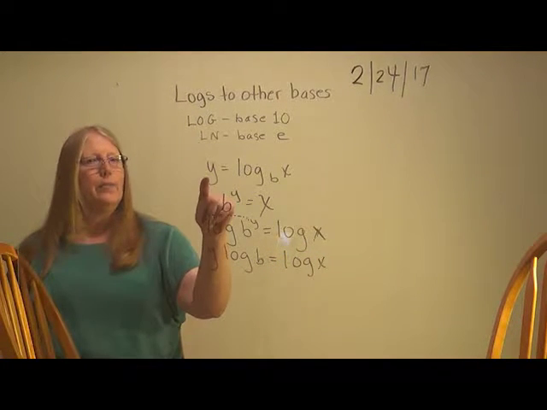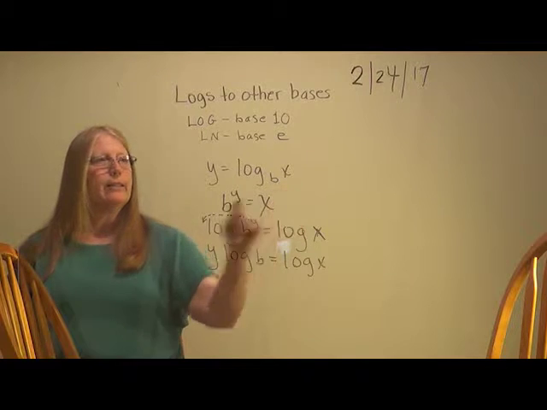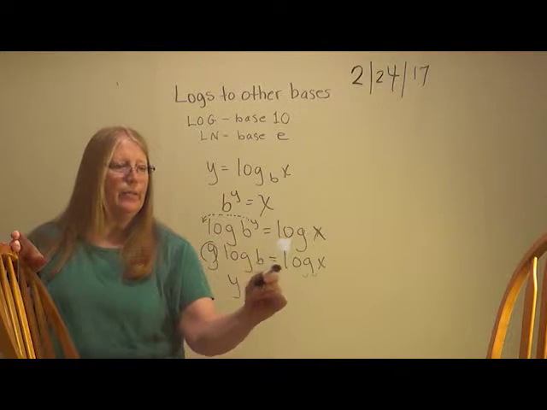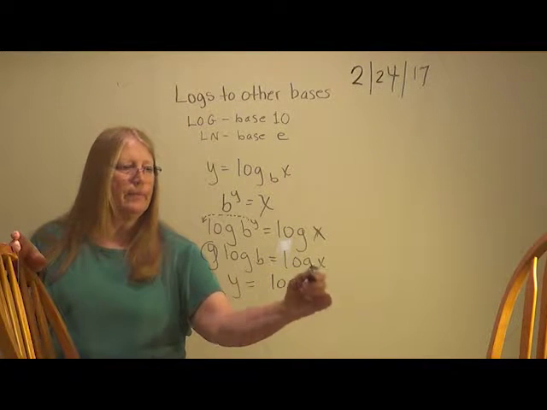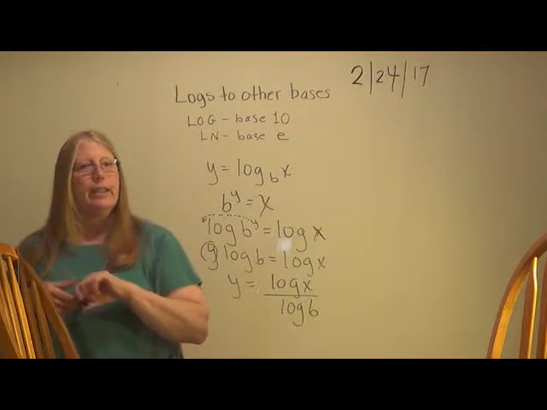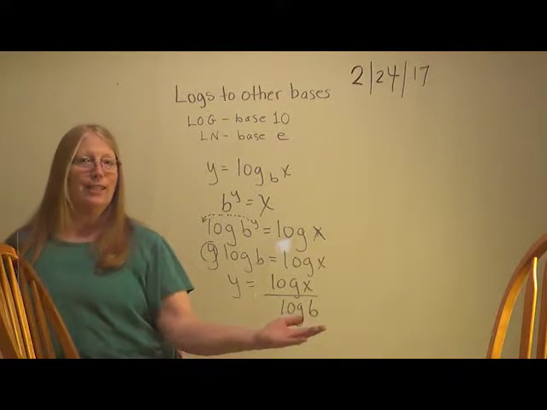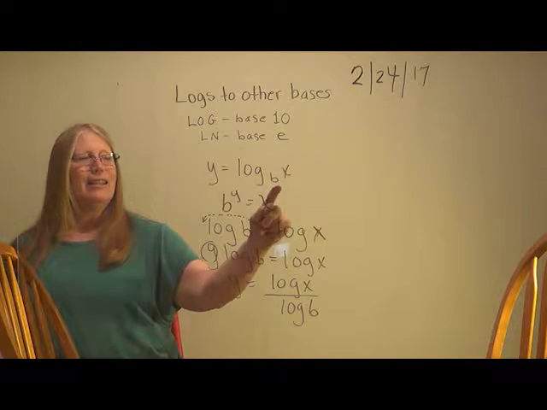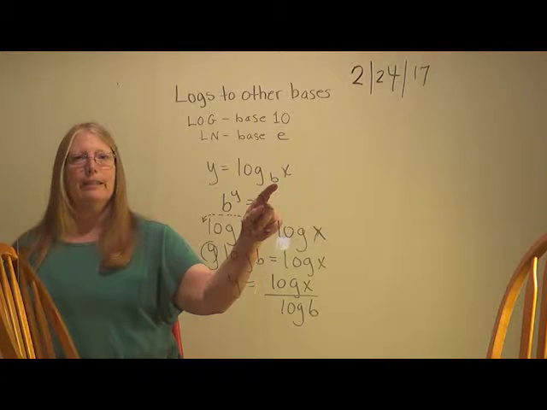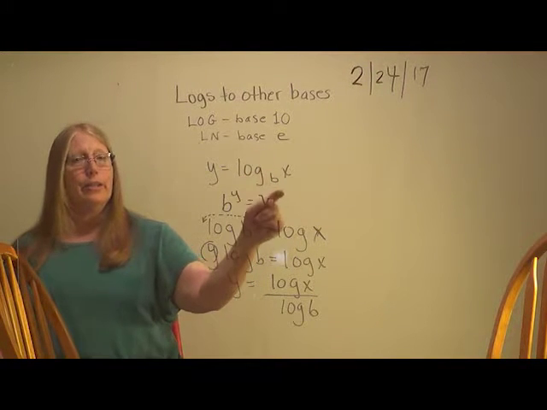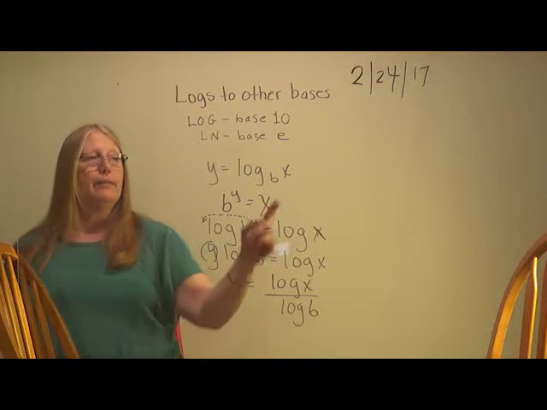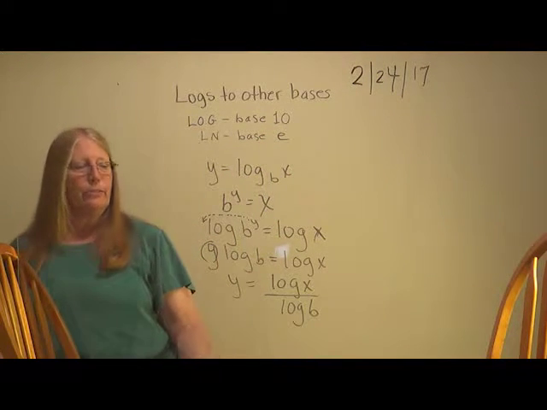Remember, I'm trying to find y, so I'm going to solve for y by dividing both sides by log b. Alright, do you see that I have improved my situation? Before, I wasn't able to put that in my calculator. That's an unknown base. I mean, it's a known base, but it's not known to the calculator. The calculator only knows base 10 and base e. So maybe it's a base 5 or a base 3.